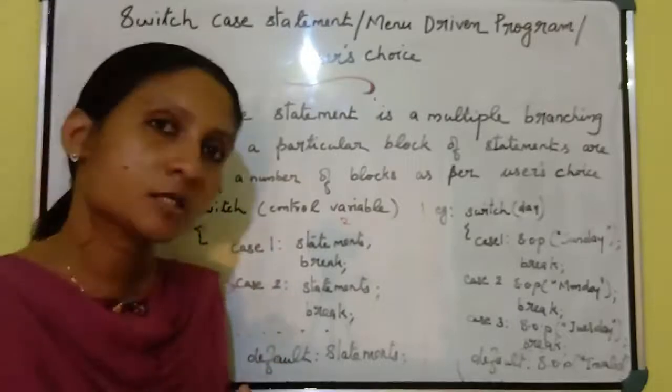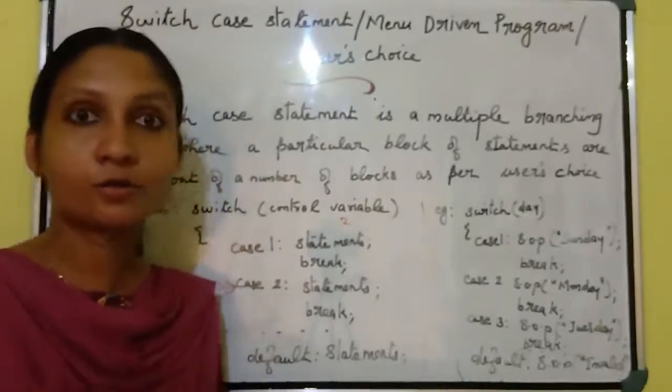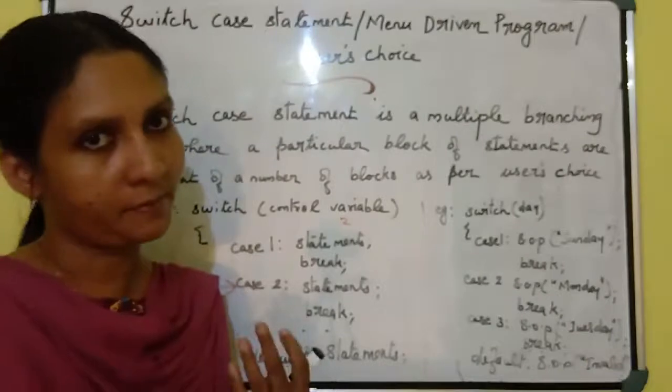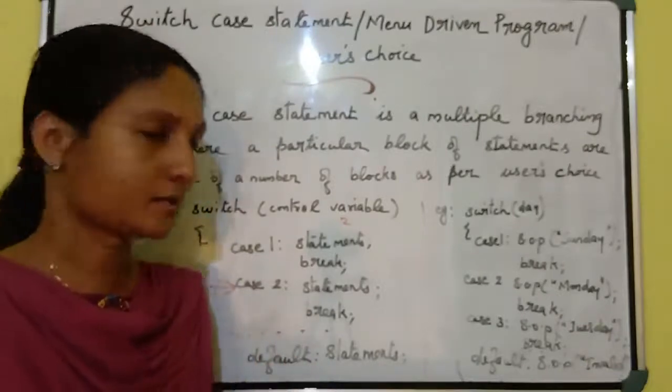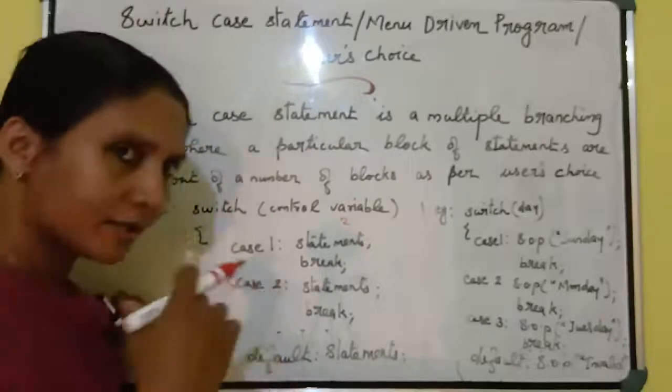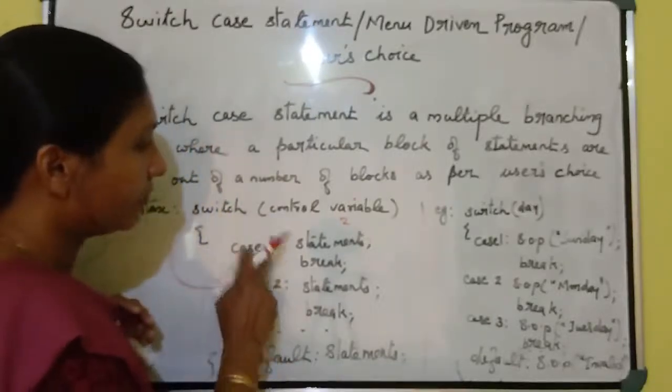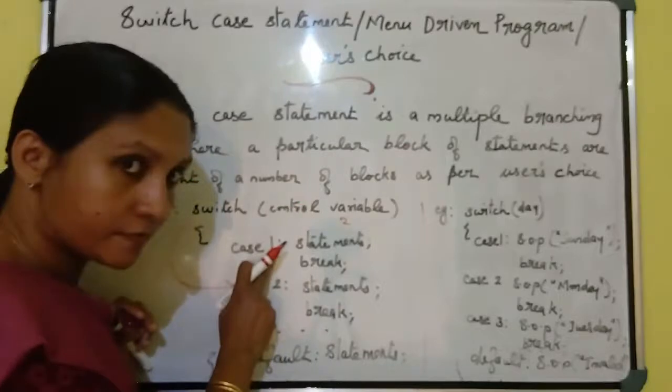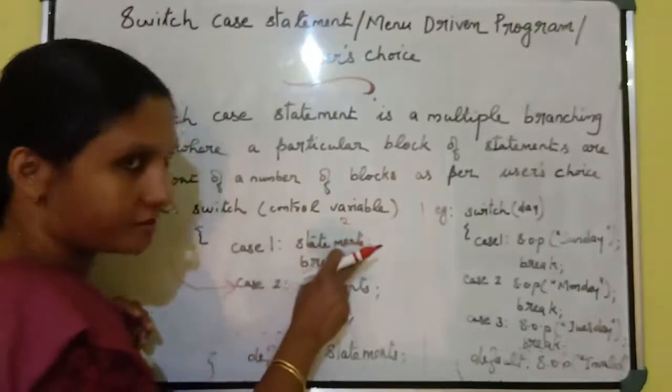You can give an integer value or a character value. Don't give real numbers, that means point numbers like that. Only use integer values or character values. And if this control variable matches this case, it will execute this statement.